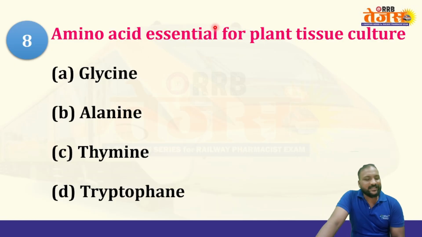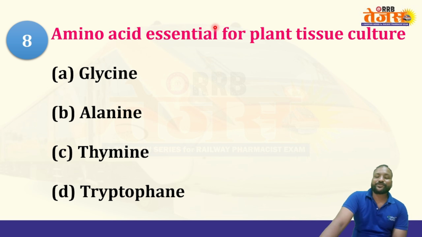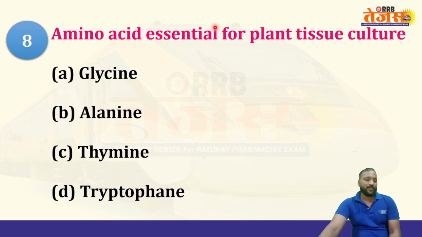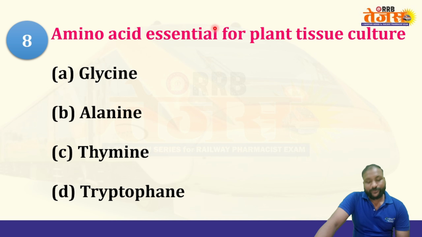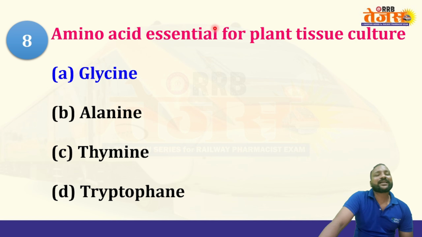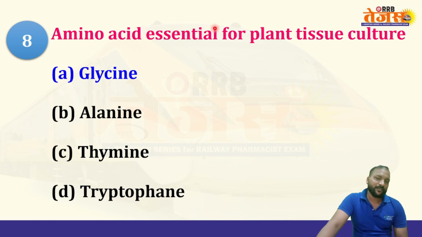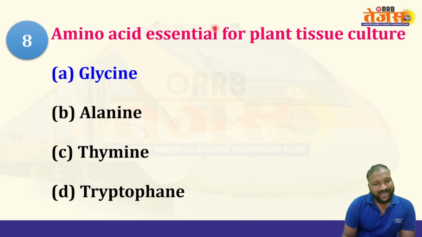Next question in the series: the amino acid essential for plant tissue culture. Option A glycine, B alanine, C thiamine, and D tryptophan. So these amino acids are synthesized in a pathway called the shikimic acid pathway. Let us see which amino acid is generally essential. Option A, glycine, is an amino acid which is essential for plant tissue culture. So that is the eighth question.